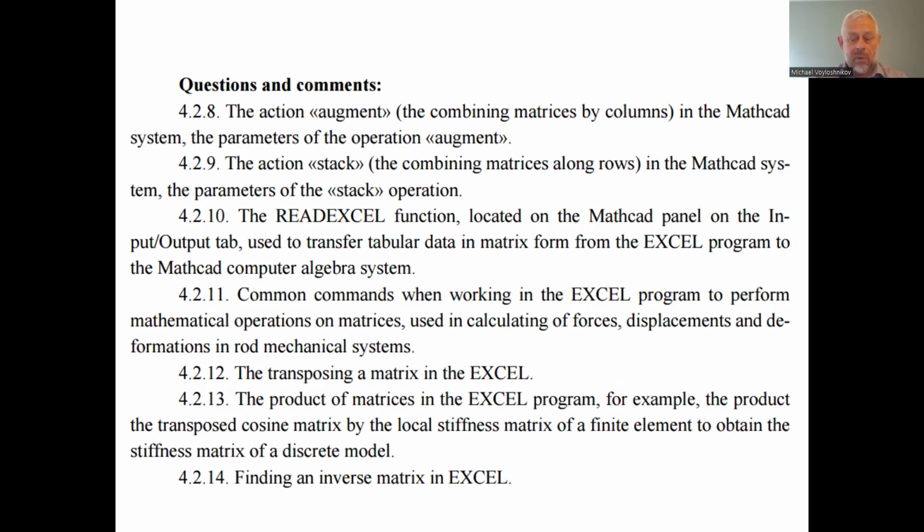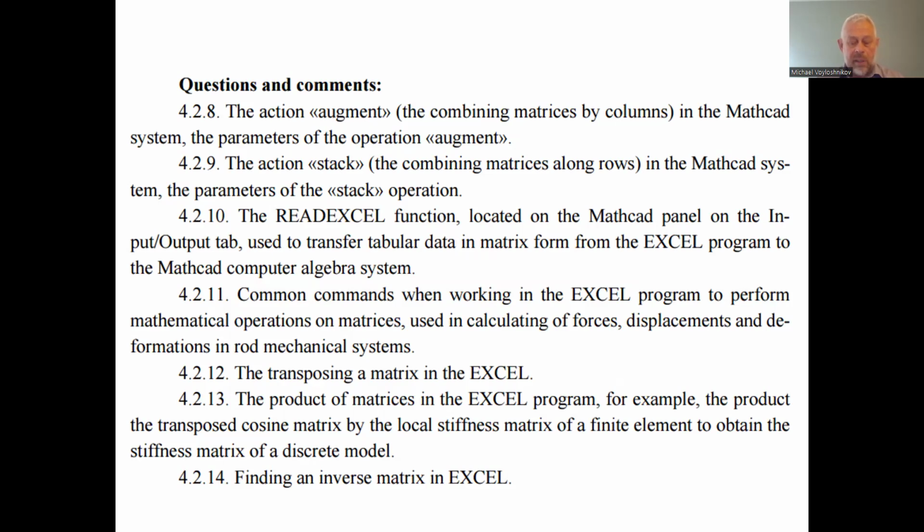Commands when working in the Excel program to perform mathematical operations on matrices used in the calculation of forces, displacements and deformations in mechanical systems. The common commands are finding the inverse matrix, multiplying matrices, or multiplying a matrix by a vector, etc. They are widely used. The transposing of a matrix in Excel. Yes, we can do the transposing of a matrix in Excel and transfer it to Mathcad.